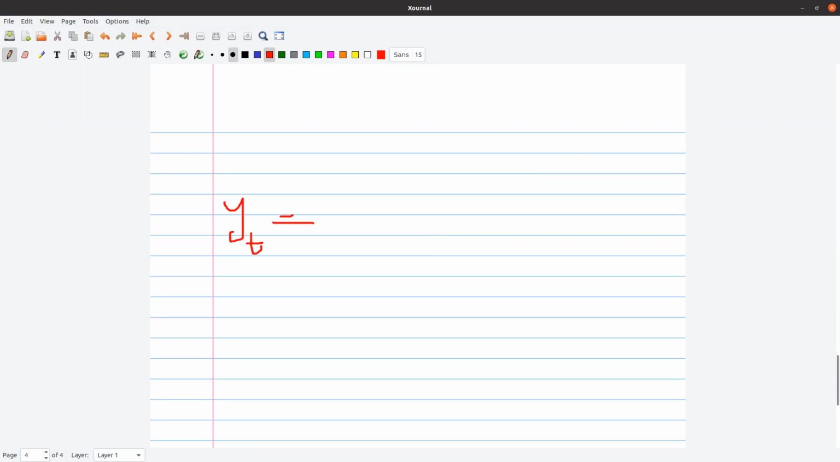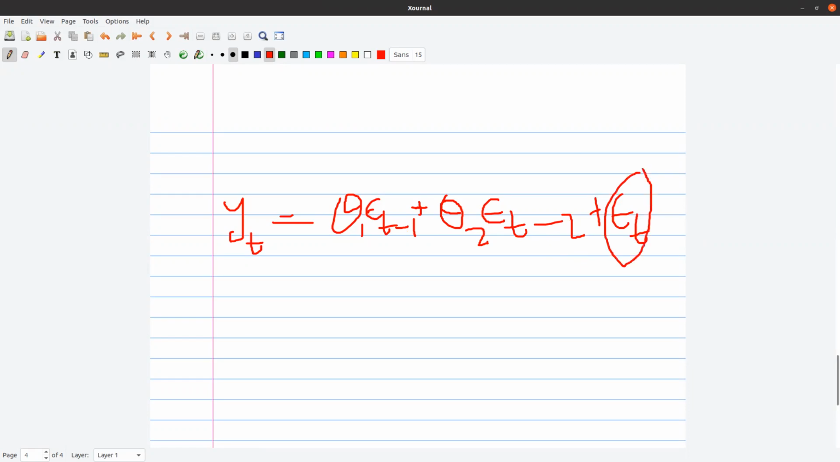Yt equal theta 1 epsilon t minus 1 plus what? Plus there should be 2 terms, epsilon t minus 2 plus epsilon t. Error term at t minus 1, error term at t minus 2, and error term at that time. That's what we are going to simulate. Right.